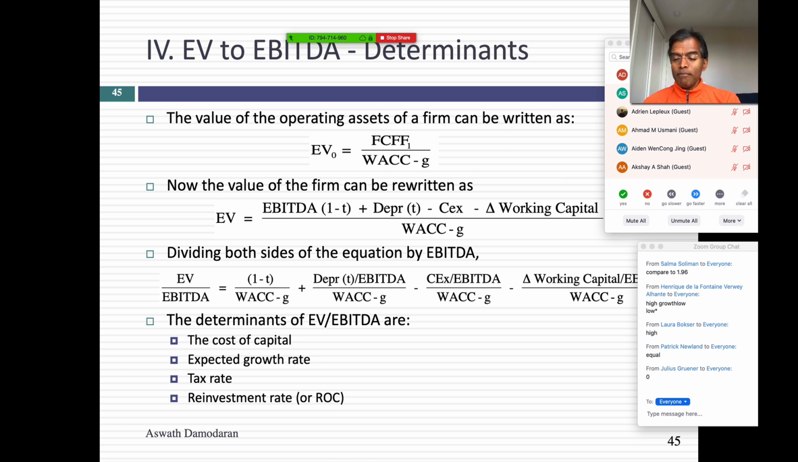So you want to play the game? You want to find a cheap stock based on EV to EBITDA. Somebody help me out. You want a low EV to EBITDA, right? First thing you're looking for. On tax rate, do you want a low tax rate or a high tax rate? I want somebody to unmute themselves and talk because everything is happening in the chat. Go ahead, Chen. Do you want a low tax rate or a high tax rate?